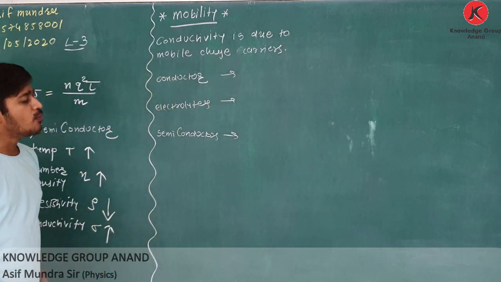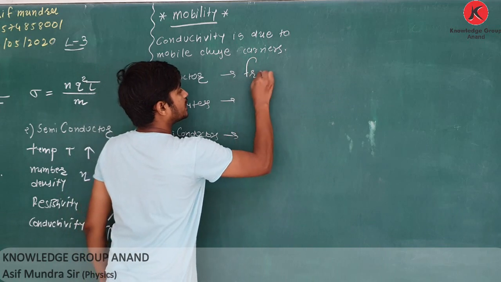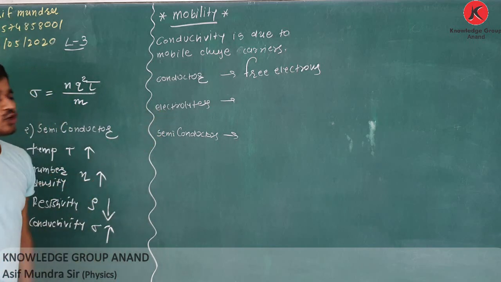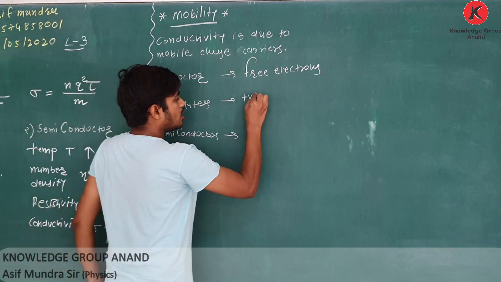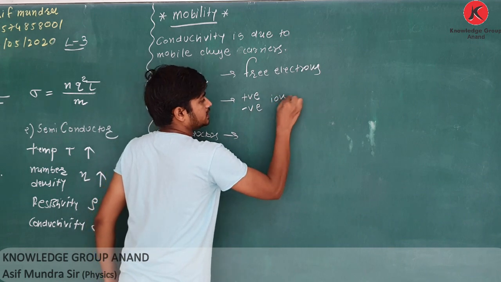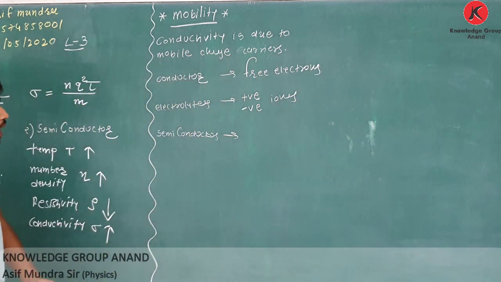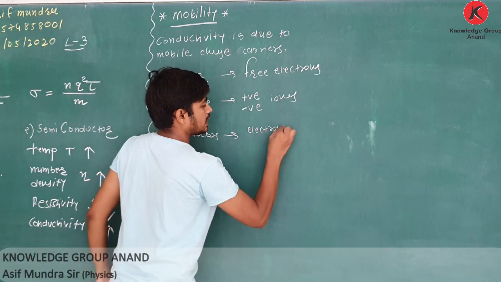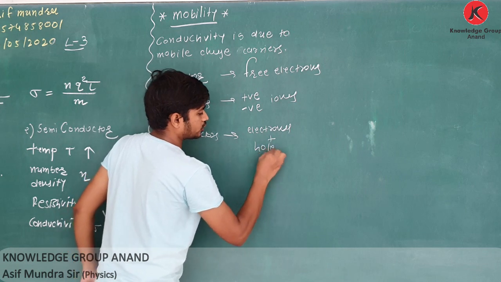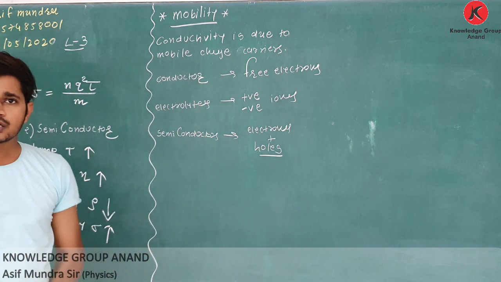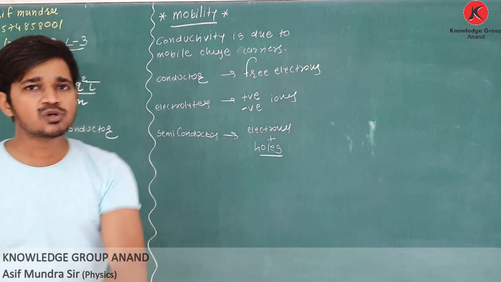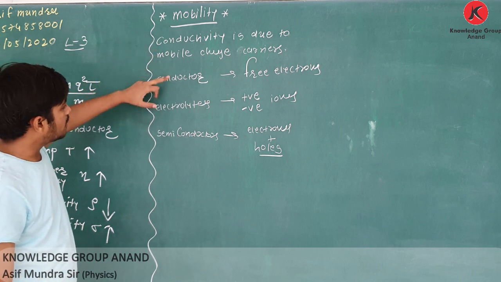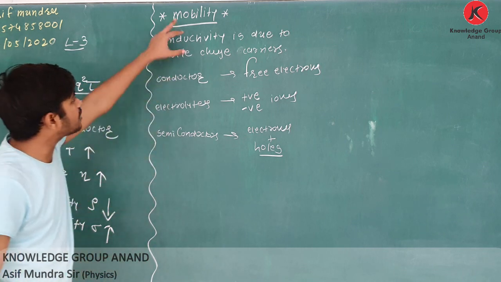In conductors, mobile charge carriers are free electrons. While in electrolytes, mobile charge carriers are positive and negative ions. While in semiconductor, mobile charge carriers are electrons and holes. What is hole? Concept of hole we will study in chapter number 14. Okay, so mobility means mobile charge carriers for conductor, electrolytes and semiconductor. Now what is definition of mobility?